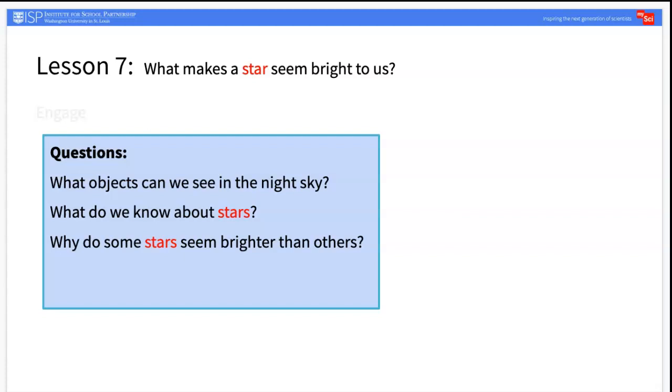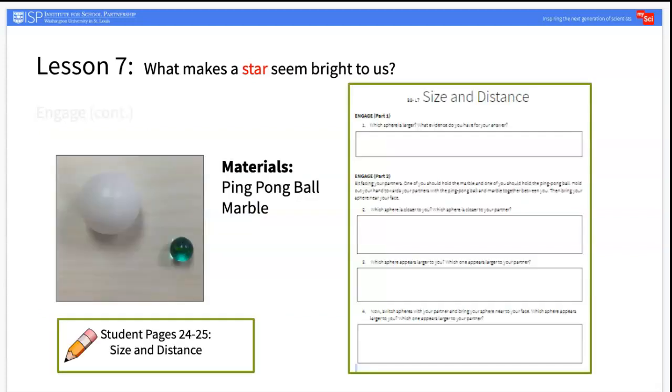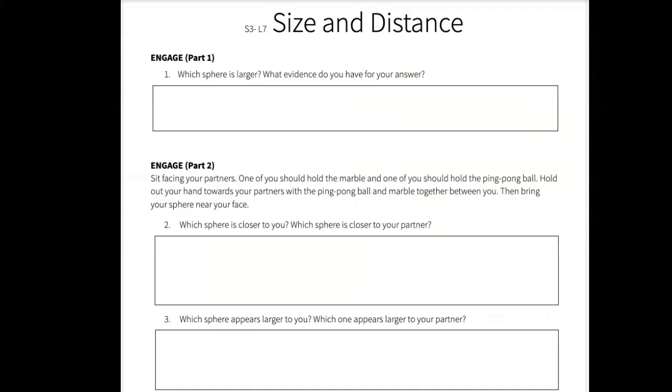In the Engage portion of this lesson, students will discuss what objects can be seen in the night sky, such as stars, what we know about stars, and why some stars seem brighter than others. Next, students will be put into small groups and provided with a ping pong ball and marble. Students will consider which sphere is larger, recording their ideas in their student journals. Students should provide evidence to support their answer.